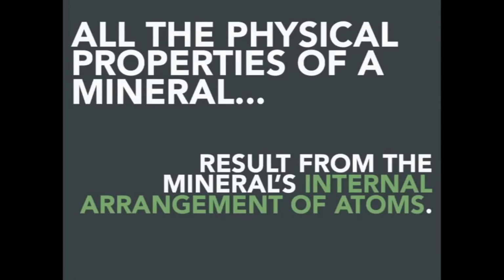The reason it appears yellow is because of how the sulfur atoms are arranged inside. Quartz sometimes appears clear, and that's because of how the atoms are arranged. The mineral halite tastes salty because of how the atoms are arranged. The mineral sulfur, again, has kind of a rotten egg smell, and that's a result of the internal arrangement of atoms. So all of the physical properties result from how those atoms are arranged. Let me give you one really neat example of this.